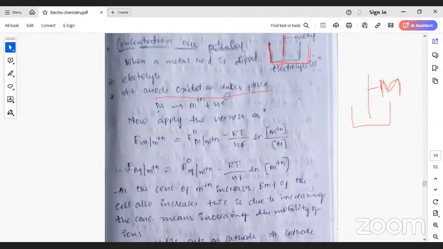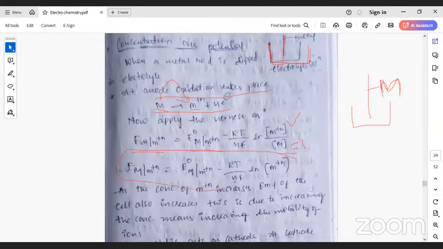At anode oxidation takes place. That is M gives rise to M^n+ plus n electrons. Now apply the Nernst equation. E of M converted to M^n+ is E naught of M/M^n+ minus RT/nF log of the concentration of the products, M^n+, divided by the concentration of the reactants, M. M is a solid, therefore its activity is equal to 1.